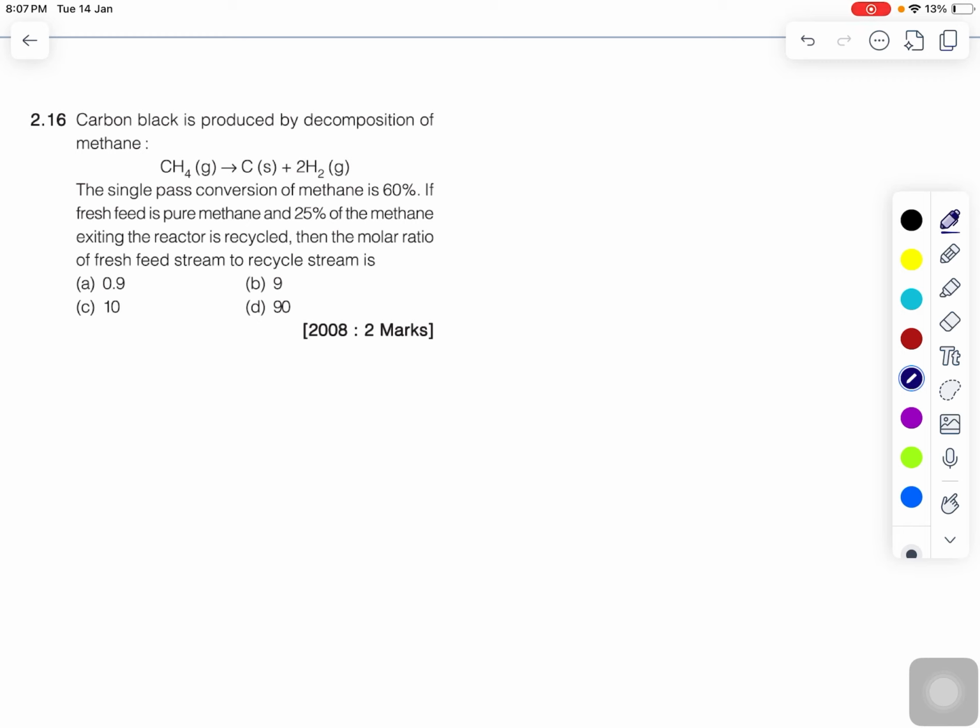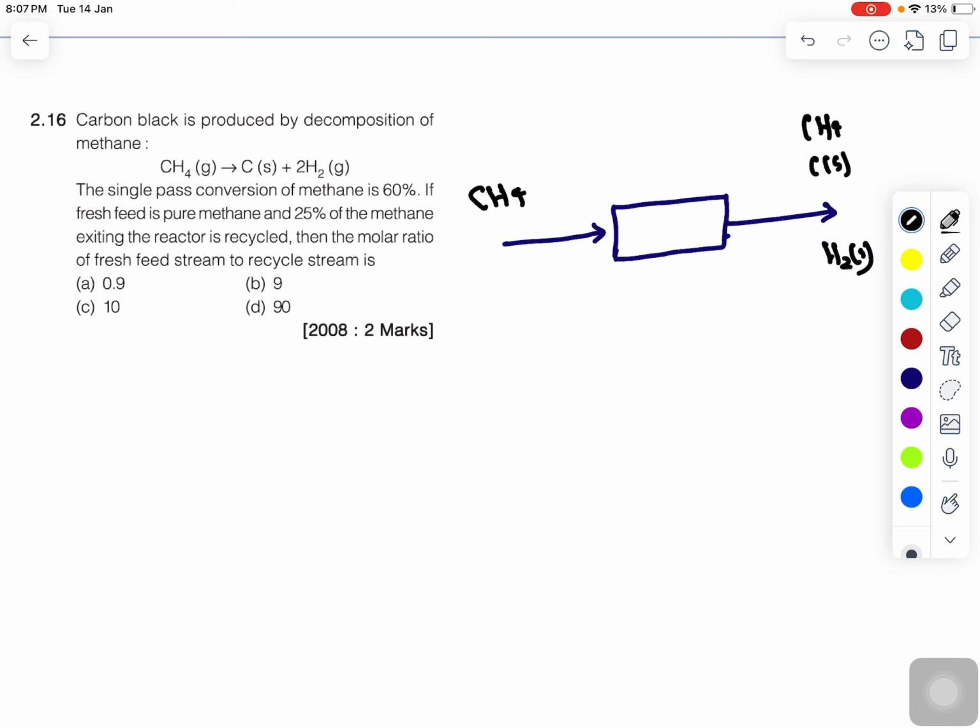So let's try to understand how this is happening. You have a reactor, and the reactant is entering and the product is coming out. CH4 is your reactant, and the product will have some amount of CH4 if complete conversion is not there, solid carbon, and hydrogen in the gaseous state.